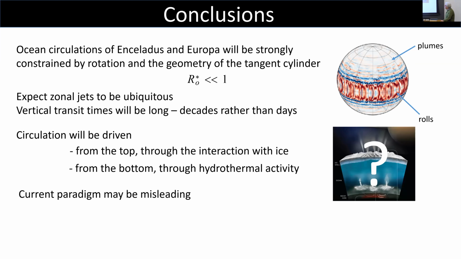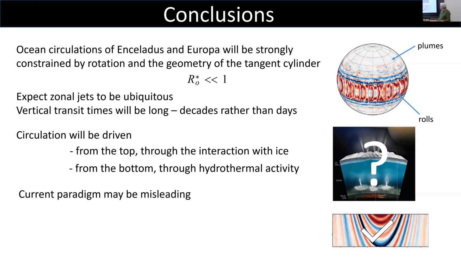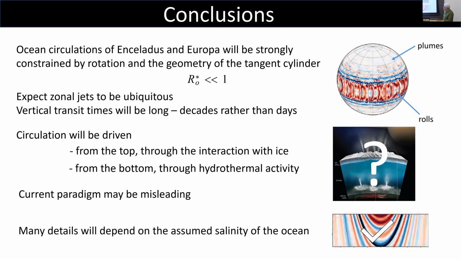This current paradigm may be misleading. I think it is misleading. I don't think Enceladus is likely to look like this. It's going to be very hard to get deep signatures up to the surface. There's going to be a lot of lateral mixing going on. We're going to excite these zonal modes, which are strongly affected by rotation. And many of the details will depend on the assumed salinity of the ocean.